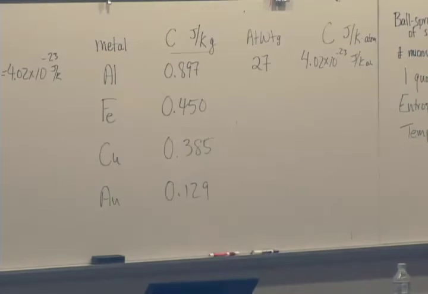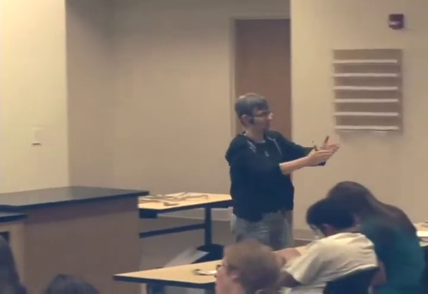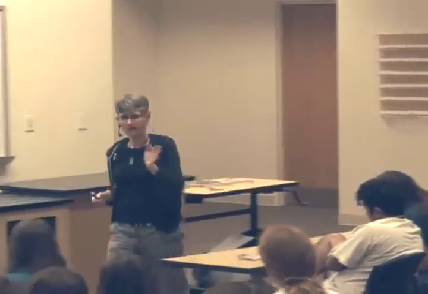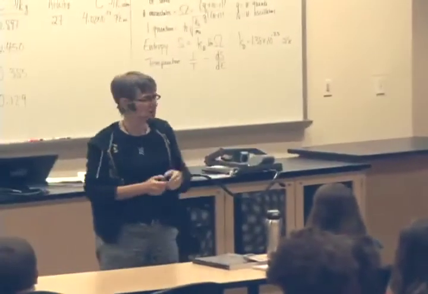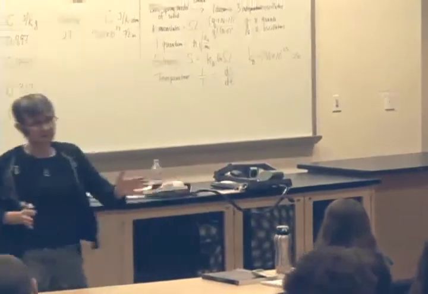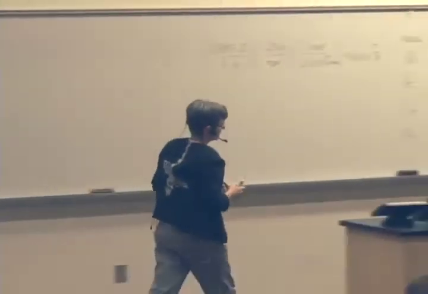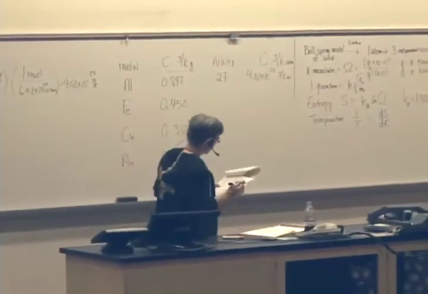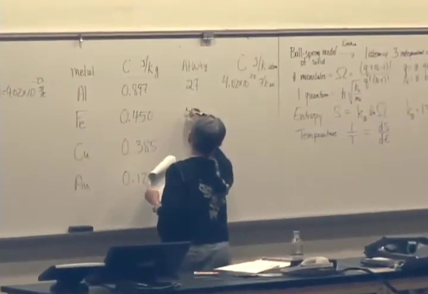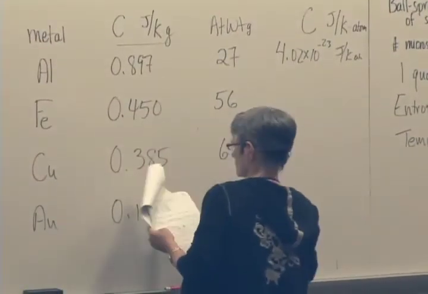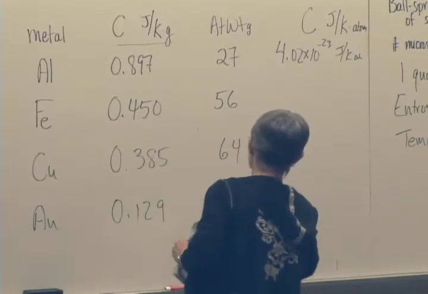Okay, so I want you to do the others. If you're sitting over here, I want you to calculate for iron, and if you're between here and here, I want you to calculate it for copper, and you guys over here need to calculate for gold. That would probably help. So iron is 56 grams per mole, and copper is 64, and gold is 197.